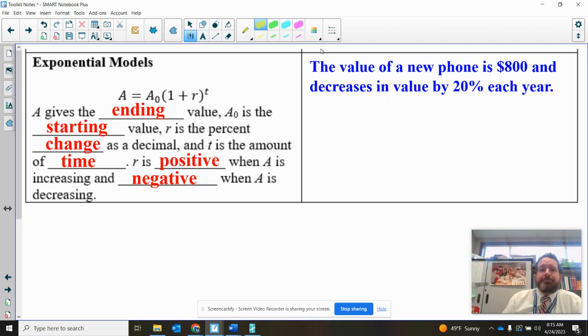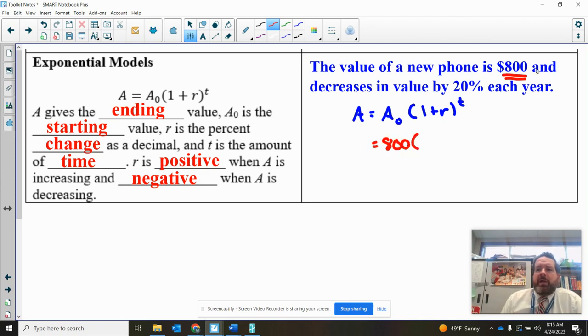So in this scenario, let's fill in the things that we know. I'm going to start with the general model. Let's see what we got. So the value of a new phone is $800. Right there it is. That's our starting amount. And it decreases in value. So it's going to be thinking of adding on a negative percentage by 20%. So move that decimal over 2 spots. Let's call it a 0.2.